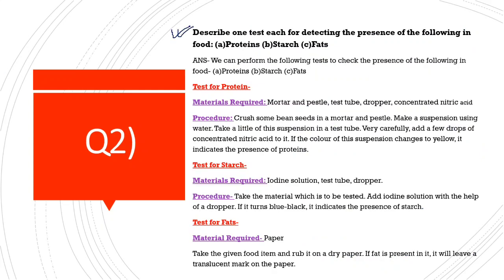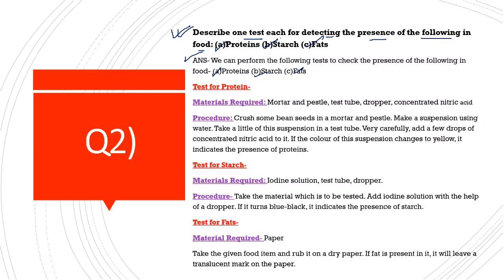Coming to question number 2. Describe one test for detecting the presence of the following in the food. Number A, protein. Number B, starch. Number C, fats. So we have to write down a single test for protein, starch and fat respectively. The answer goes as: we can perform the following tests to check the presence of proteins, starch and fats in the food.